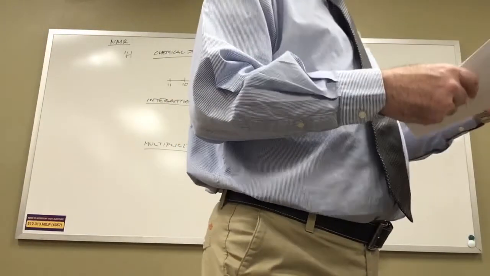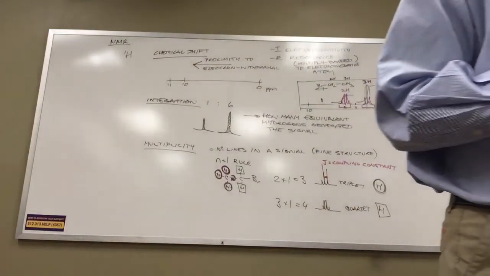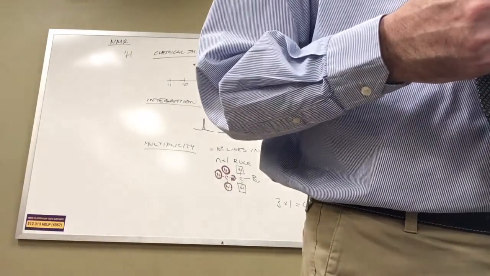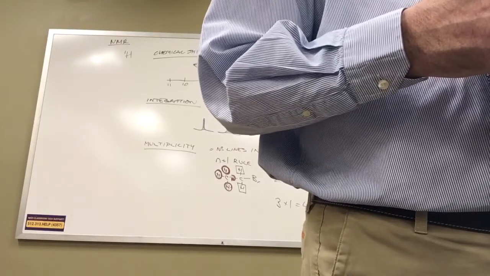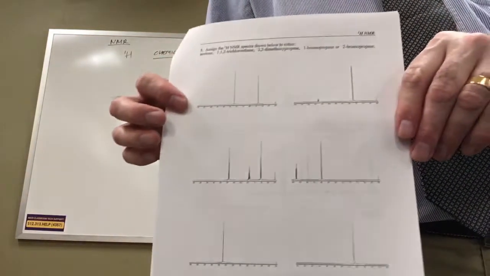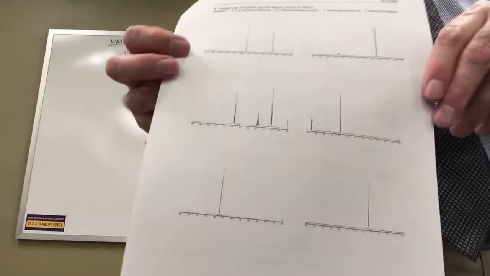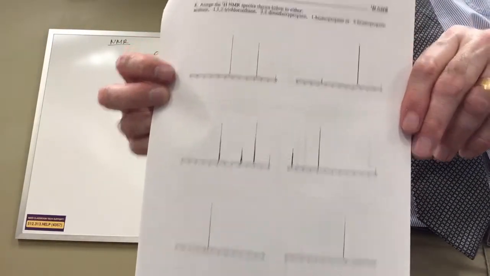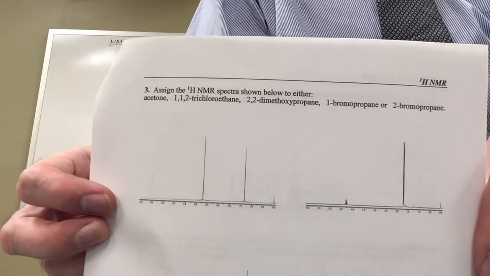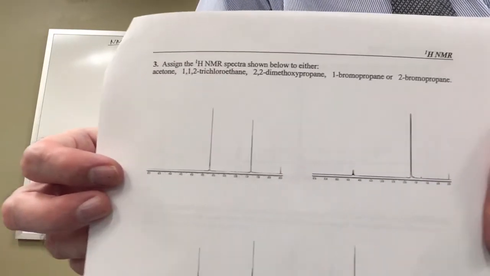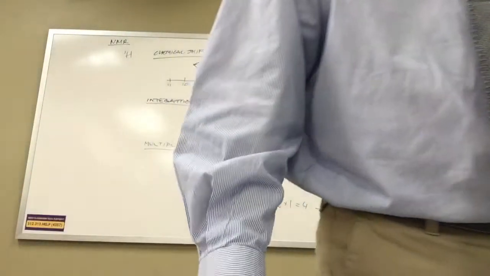Let's do some of 3, because 3 is straightforward. You're given 6 spectra. They're very, very simple. And then you have some names of molecules, and you just have to match the molecule to the spectrum.